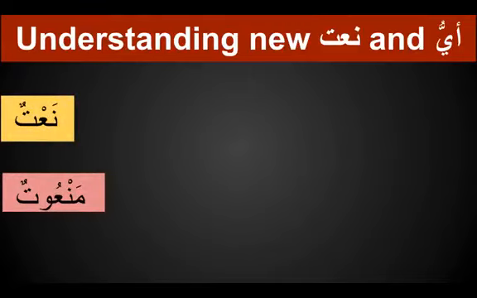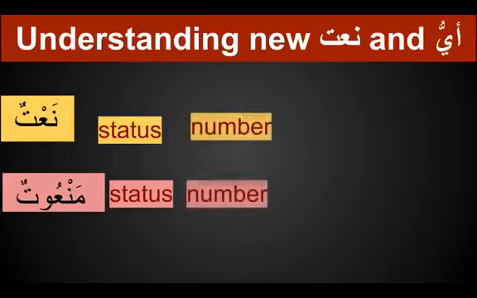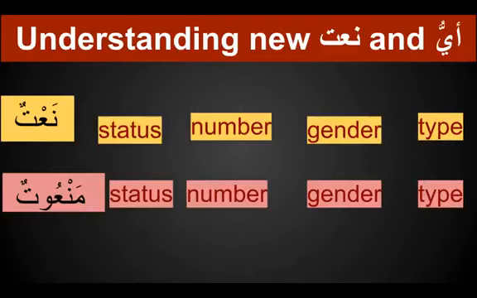We know Naat follows Man'ud in 4 characteristics. In status it matches: if Man'ud is Marfu, Mansub, Majrur, Naat will be Marfu, Mansub, Majrur. If Man'ud is singular, Naat will be singular. If Man'ud is plural, Naat will be plural. If Man'ud is masculine, Naat will be masculine. If it is feminine, it will be feminine. Same thing with the type: if Man'ud is indefinite, Naat will be indefinite, and if Man'ud is definite, then Naat will be definite. So these are the 4 characteristics where the Naat will match the Man'ud.